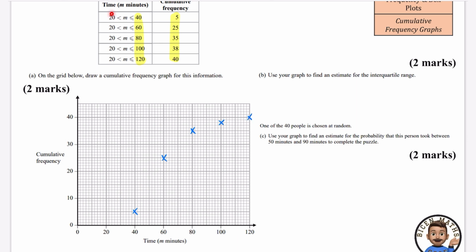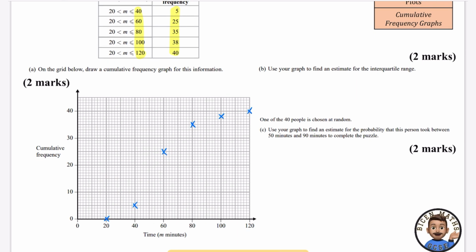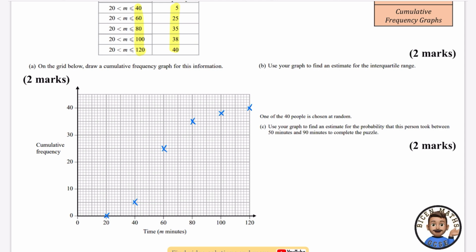Now it's going to start, because it starts at 20, it's not going to go to the origin. It's actually going to start down here at 20 as the first point. So that first value goes with 0. And it says, use your graph to find an estimate for the interquartile range. Well, I guess I should probably finish the first part of the question, which is to connect these together. Like I said, you can do them with a ruler or you can do them with a curve, but I'm going to do them like this.